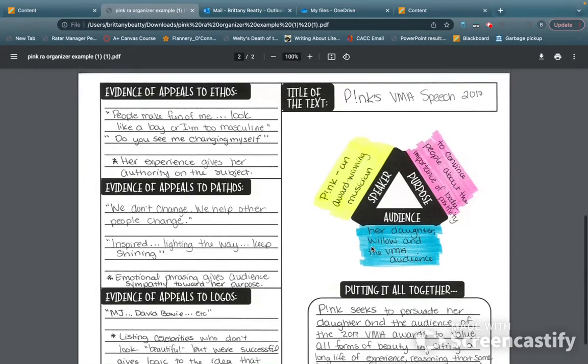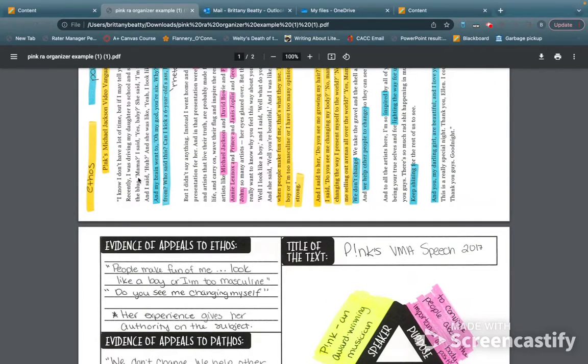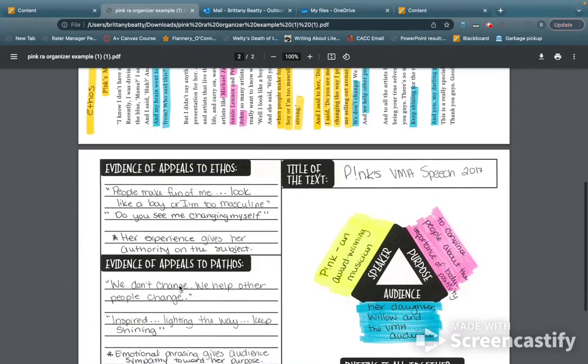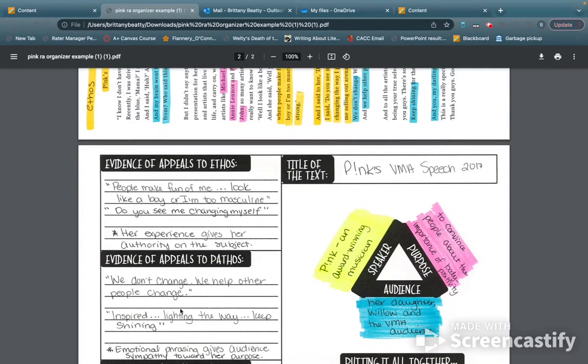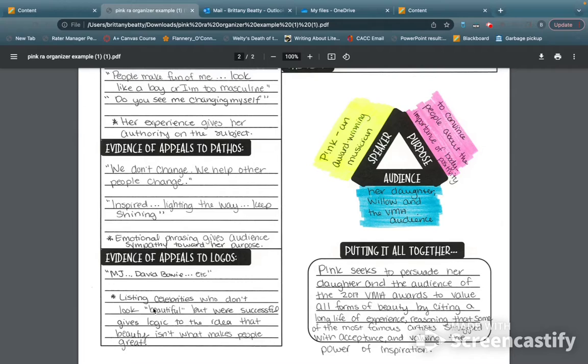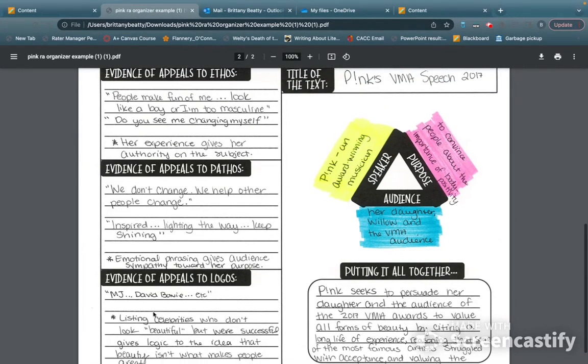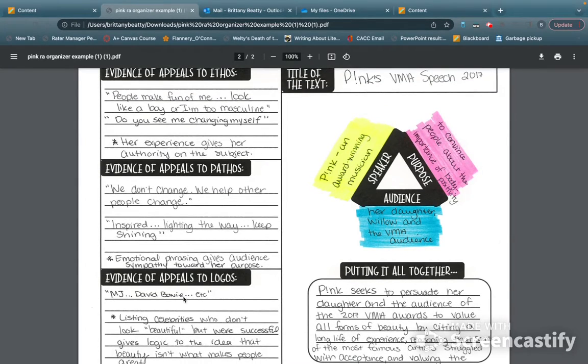But what I've done is I've looked back at the things that I highlighted. For ethos, or for the yellow, I picked my two strongest pieces of evidence, the two that I feel like I could write the most about. And then for pathos, I picked two as well, and for logos, I picked two. And I wrote them down on the left side of the page.